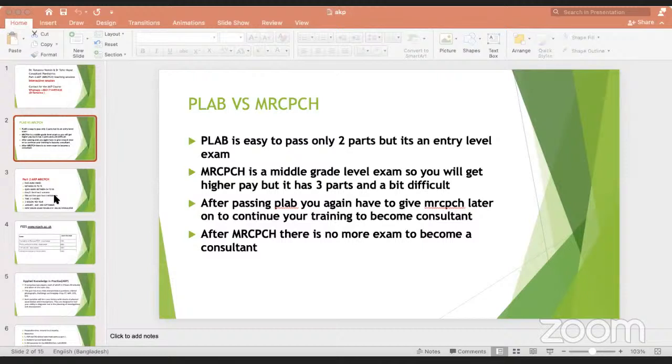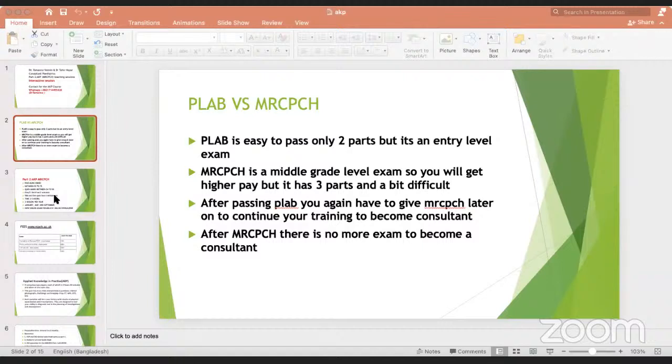Okay, so this is the disadvantage and advantage of MRCPCH. MRCPCH is a bit difficult exam because it is a middle grade level exam. It is an exam that you need a good grip of pediatrics. Not only a baseline, I mean, you have to be a good clinician also. You have to examine the child during the clinical exam and you have to communicate with the parents.